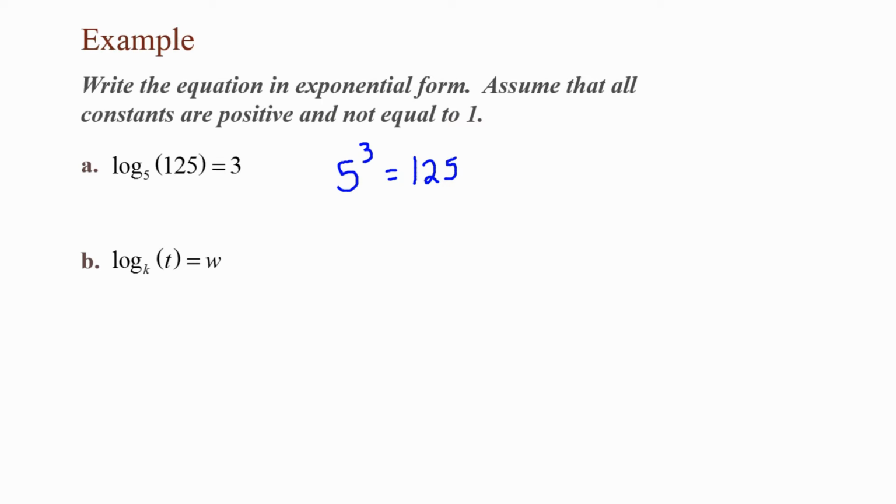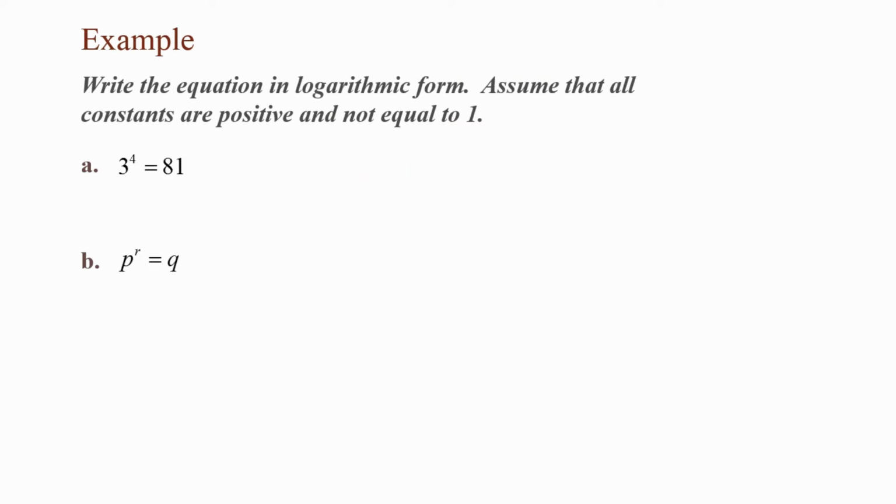For part B, I have log base k of t equals w. So I start with my base, which is k. It's equal to the exponent, so that's k to the w power, and it's equal to what's in the parentheses, which is t. So log base k of t equals w is the same as k to the w power equals t.